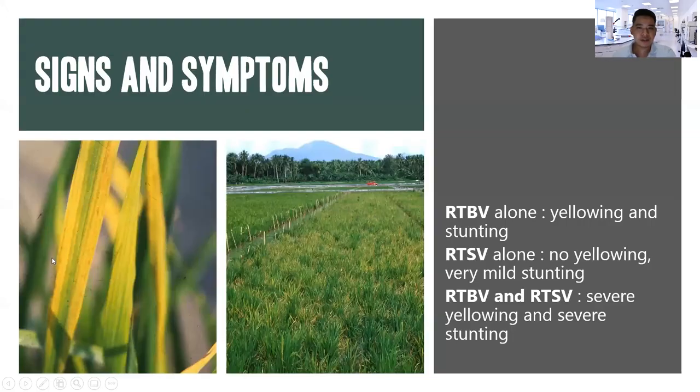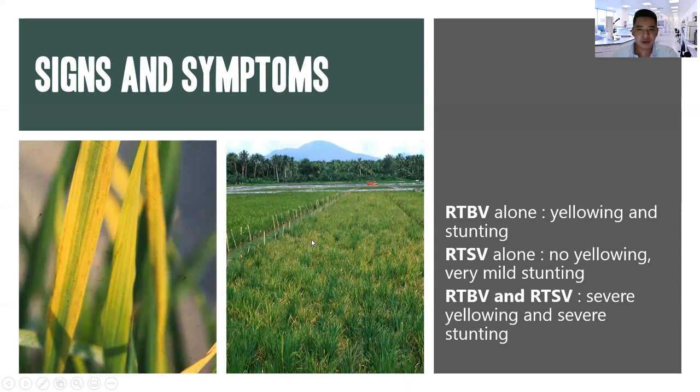So, the signs and symptoms po, dun sa first virus po, ma-observe po natin yung yellowing. So, ganyan po, yellowing and stunting po ng ating rice crop. So, kung mapapansin nyo po, hindi po buong rice field yung ini-infect niya. Mapansin nyo po, meron dito, meron dito, meron dito. Hindi po yung buo. So, ganun po yung main distinction po ni rice tungro virus.